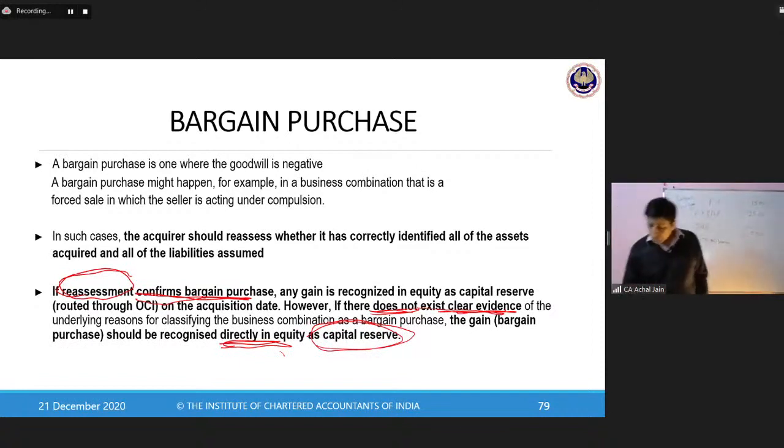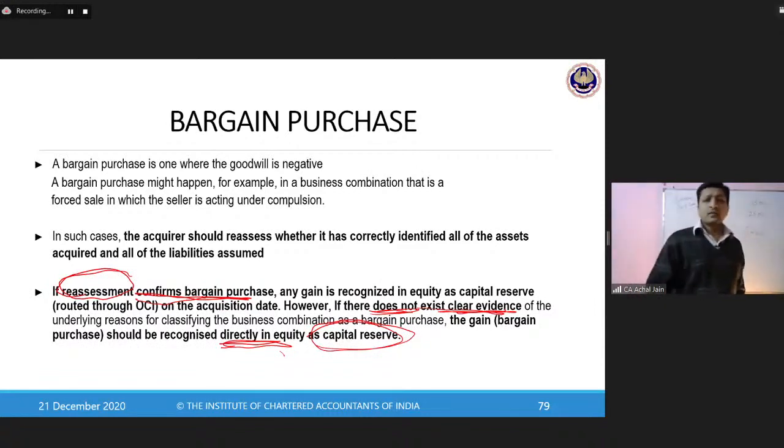I'll repeat my point. Standard says that if we are getting bargain purchase, we should reconfirm, we should reassess. If the reassessment confirms it's a bargain purchase, then the impact will go to OCI, or this difference will go to OCI, and from OCI it will go to capital reserve. If we do not get clarity around this difference, then this will not go to OCI. Instead, it will go to capital reserve directly. Clear? Clear about this? Clear on this? Yeah?